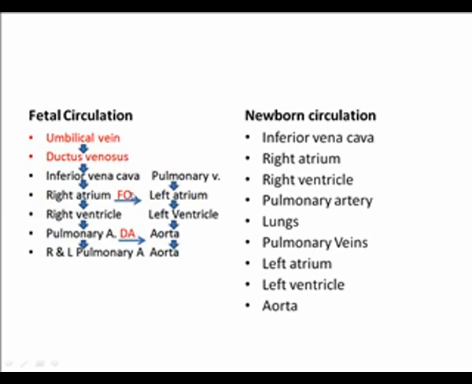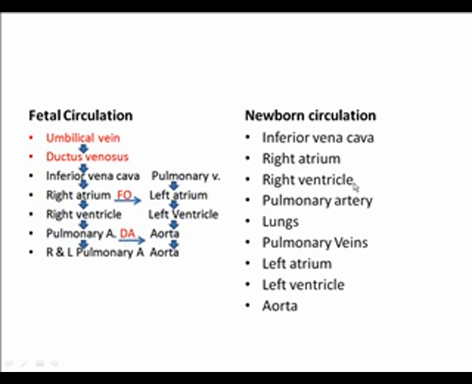In addition to that, we're going to have the closure of the fossa ovalis, and that occurs as the left atrial pressure increases, supersedes the right atrial pressure, and the fossa ovalis is closed off. Finally, as the blood supply now changes and the right side of the heart is supplying the lungs, there's more blood needed to go to the lungs, so the ductus arteriosus is going to have to close off.